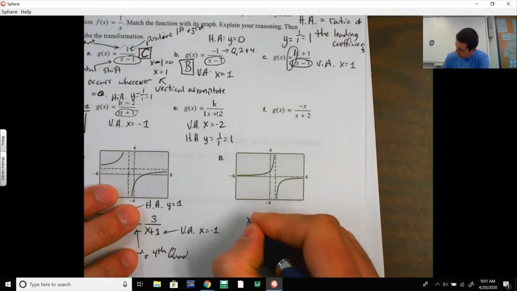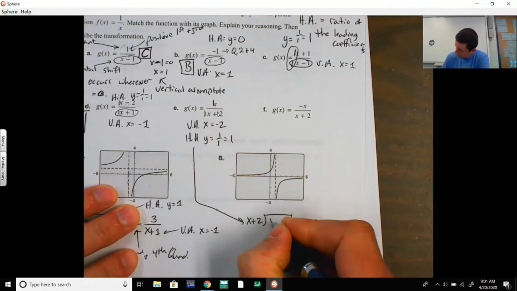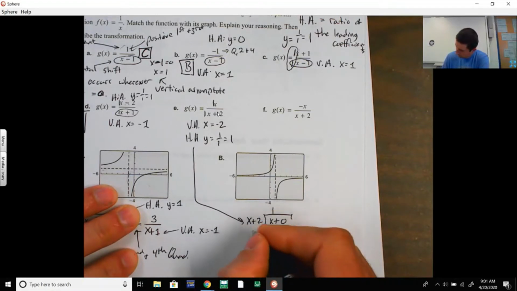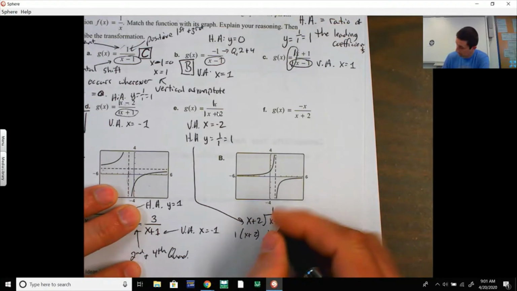Throw me for a loop now. Let's check it. So x plus 2, this is E, going into x plus 0. So x over x is 1. 1 times x plus 2 is going to be x plus 2. Huh, it does. I'll be honest, I'm learning a little something here too. It's been a while.